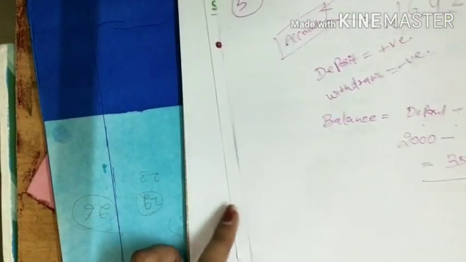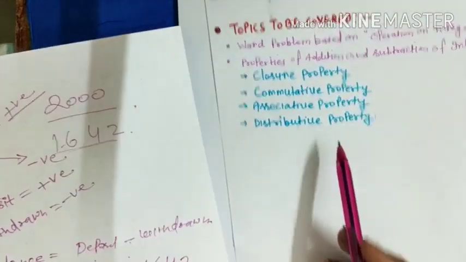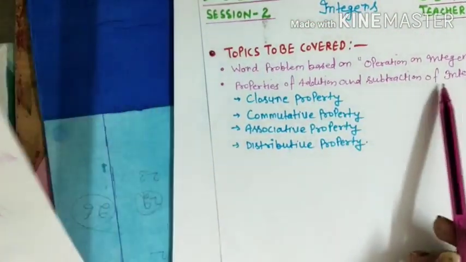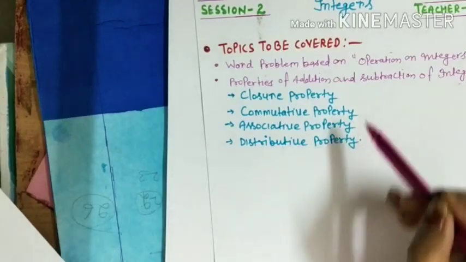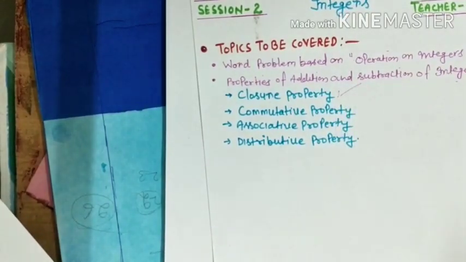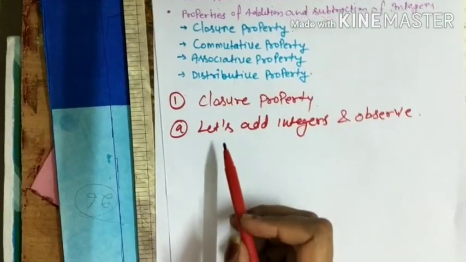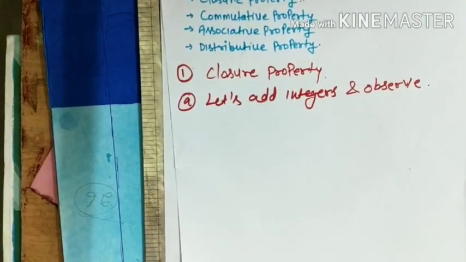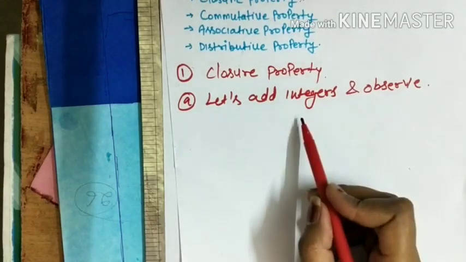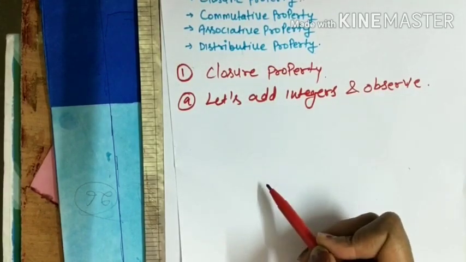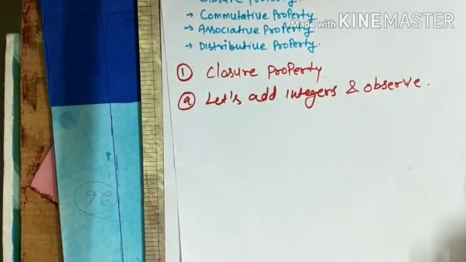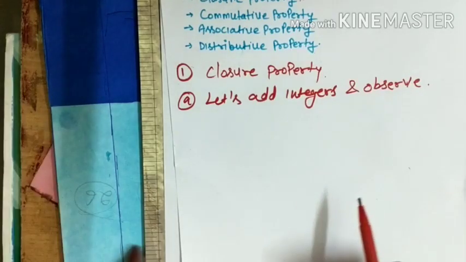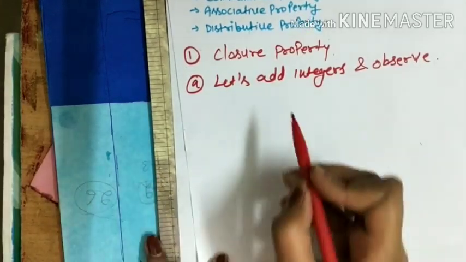Now, let's move to the next topic, that is properties of addition and subtraction of integers. Let's discuss property number 1, that is closure property. First part, let's add integers and observe. It talks about what happens if we add integers. Do we always get integers or any other number? So let's understand by an example, children.